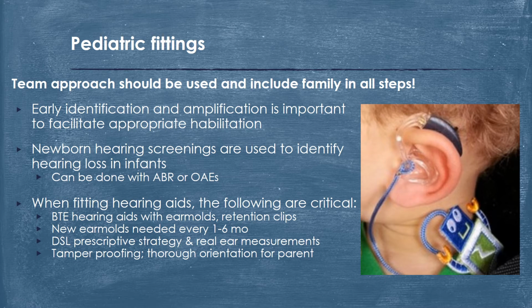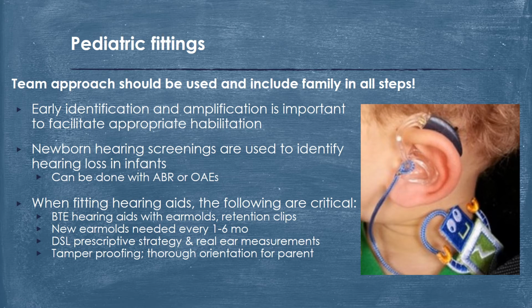We can also use otoacoustic emissions, which measures a response from the cochlea. We actually put in a sound to the cochlea, and then the cochlea responds back with a little tiny sound that we're able to measure with a very sensitive microphone that we just place in the ear. It's just a little probe microphone that sits in the ear. So, two really good ways to measure hearing in infants.